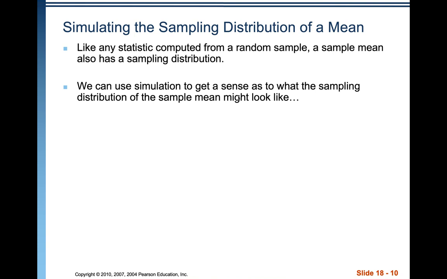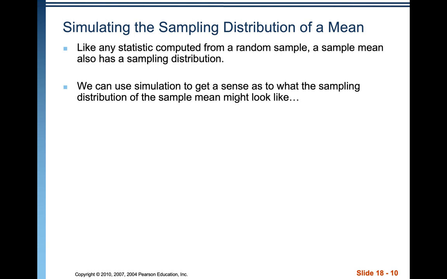All right, so now that's proportions. We're also going to look at means. Remember, proportions are for categorical variables. Now we're going to look at means. That's how we summarize quantitative variables. So, like any statistic computed from a random sample, now that we're talking about quantitative data, still standard deviation, mean, median, first quartile, IQR, all those statistics computed from a random sample have a sampling distribution. For now, we're just going to look at proportion versus mean.